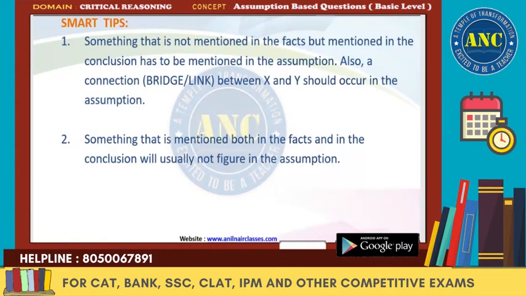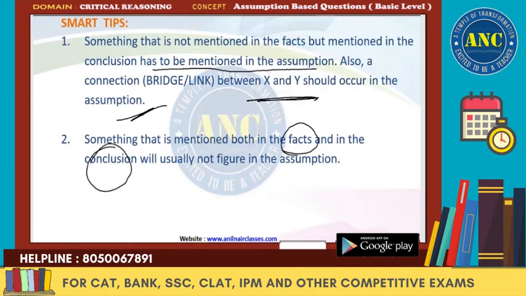Let us look at a few smart tips. Something that is not mentioned in the facts but mentioned in the conclusion has to be mentioned in the assumption. Also, look for a connection between the two elements, right? And that should occur in the assumption. Something that is mentioned both in the facts as well as in the conclusion will usually not figure in the assumption.